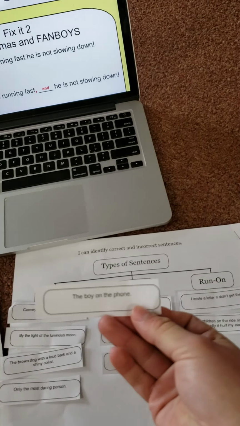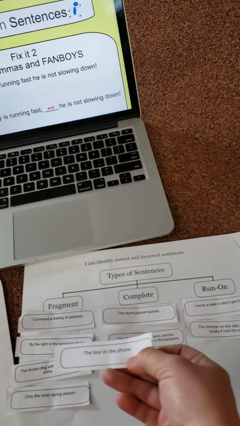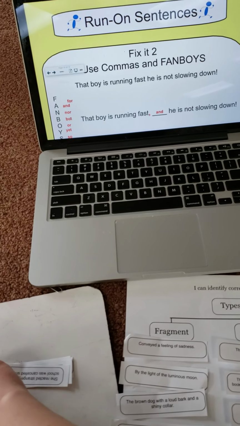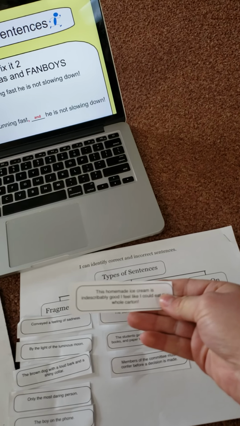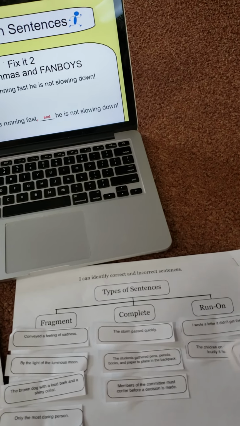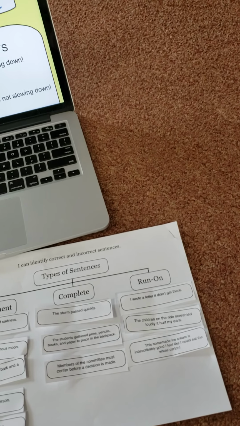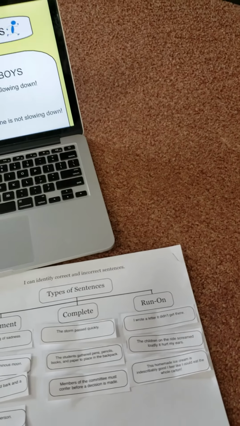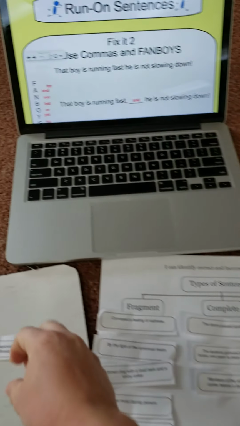Let's look at this one. The boy on the phone. What did the boy on the phone do? Not sure, so that would be a fragment. The homemade ice cream is indescribably good. I feel like I could eat the whole carton. Oh, I have to take a breath after that one. So that is a run-on sentence because I see that the homemade ice cream is really good, and I also see that I could eat the whole carton. That's two ideas smushed together into one sentence. So that's a run-on sentence.